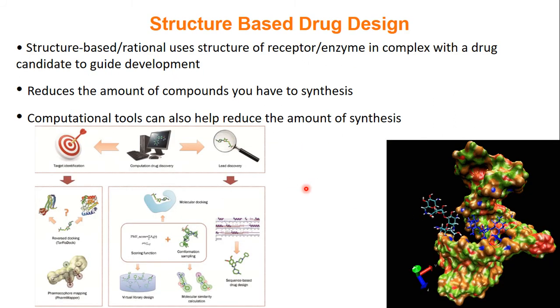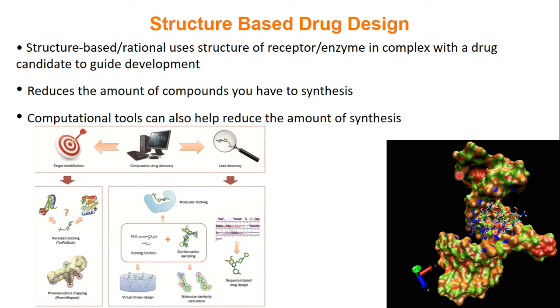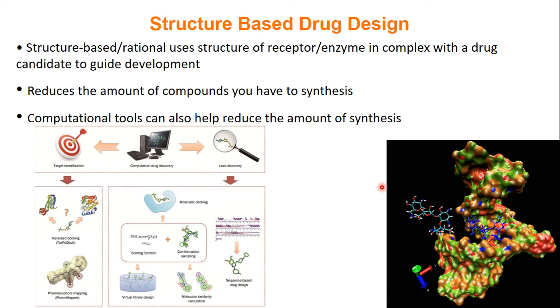Drug development today, one method that's used is called structure-based design or rational design. With this, you need to know the structure of your enzyme, and you want it in complex with a candidate to know how to develop a drug. The reason for this is, if you know how a candidate binds, you can better rationalize how to improve your drug so that it will have even better binding.